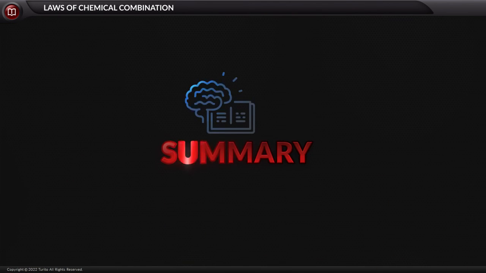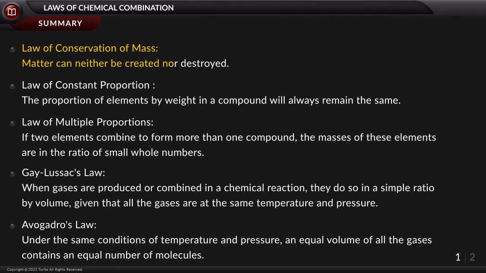As we reach the end of the module, let us summarize. First, we saw the law of conservation of mass. According to this, the law states that matter can neither be created nor destroyed. Next is the law of constant proportion or definite proportion, which states that the proportion of elements by weight in each compound will always remain the same.